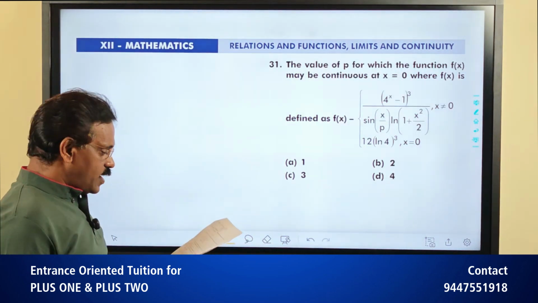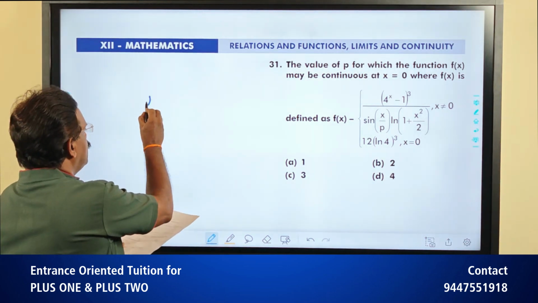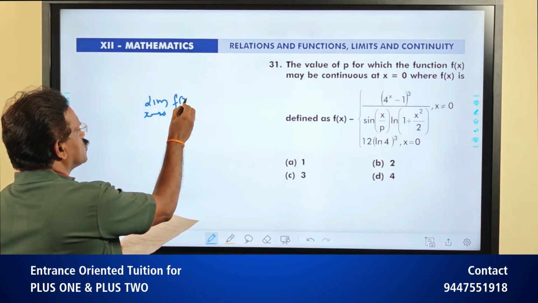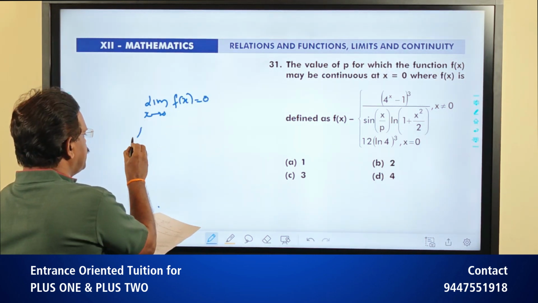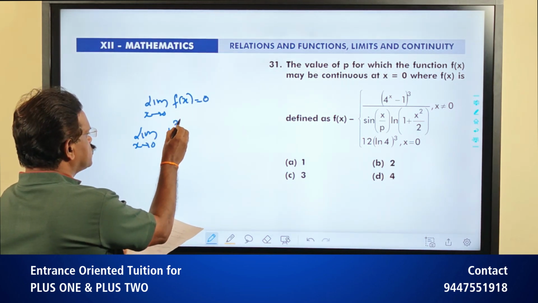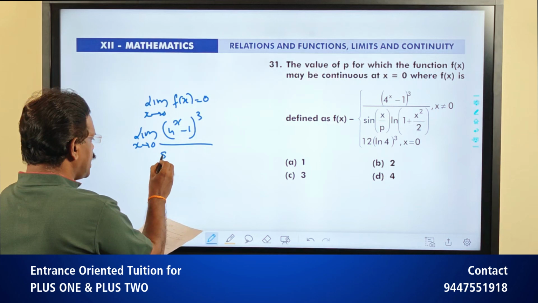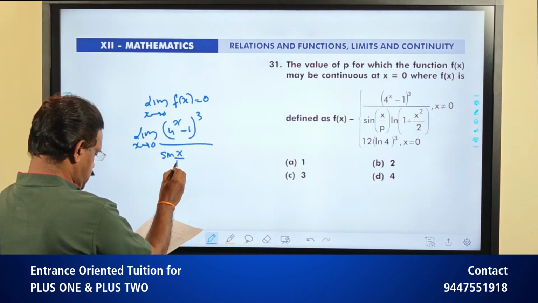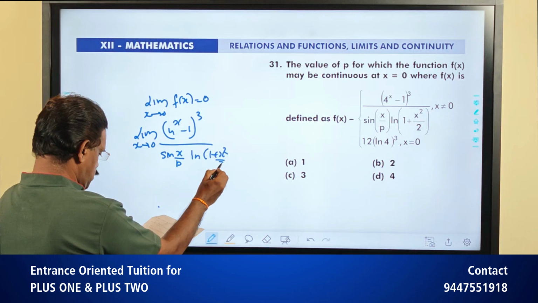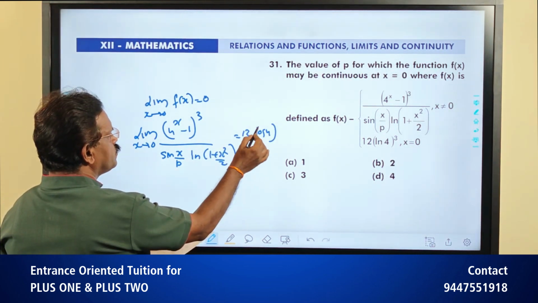Come to question number 31. They are given that it is continuous. What is the formula? We know that limit x tends to 0, f of x equal to f of 0. That is limit x tends to 0, f of x means 4 raised to x minus 1 whole cube by sin x by p log 1 plus x square by 2, equal to 12 log 4 whole cube.